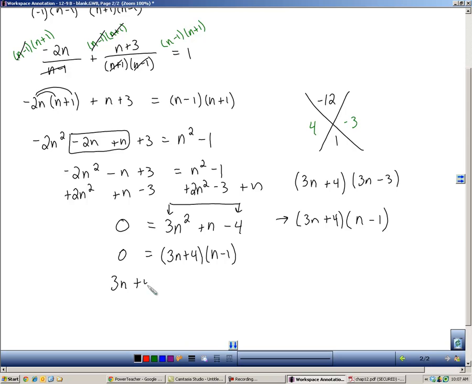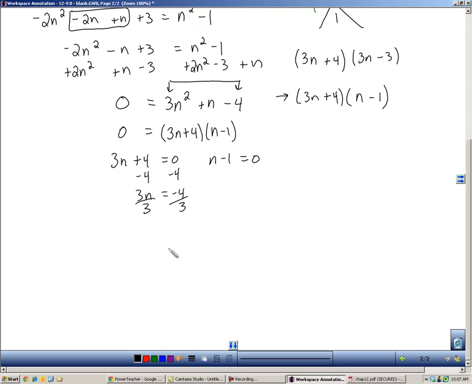I'll actually write that step out since we're doing so much work here anyway. We might as well do it all. Subtract 4. So 3n equals negative 4, and then we'll divide by 3. So we get n equals negative 4/3, and then over here we'll just add 1. So we get n equals 1. So there's actually 2 solutions here, negative 4/3 and 1.